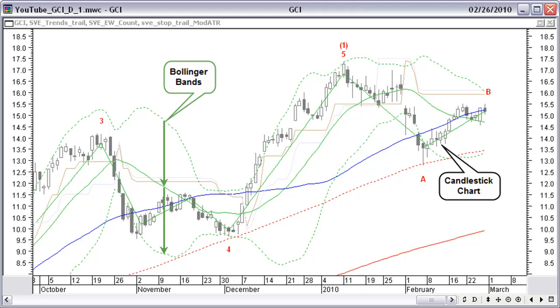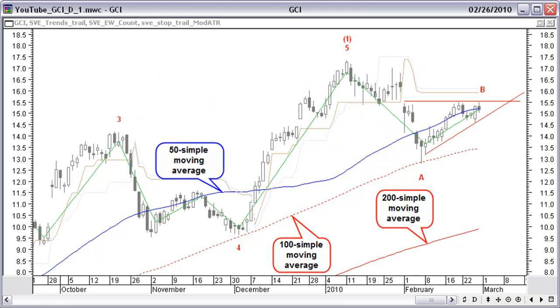On the price chart, we also use three simple moving averages: the blue 50, the 100 red dashed, and the red 200 bars simple moving average. We will use these averages looking for support and resistance. In the uptrend here, bouncing up on the 100 bars average and finding resistance against the 50 bars average.